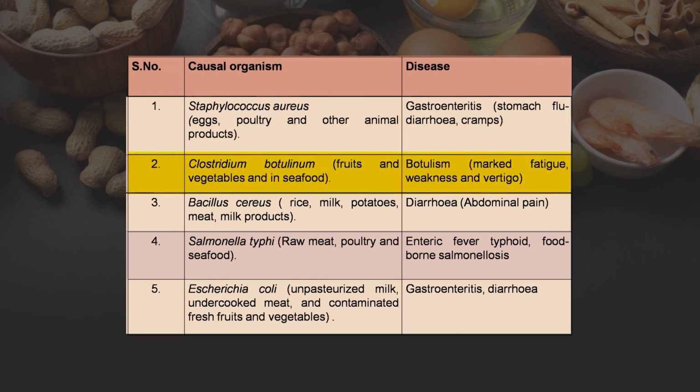Similarly, botulism, the organism is Clostridium botulinum and it is found in fruits, vegetables and seafoods. Then diarrhea, Bacillus cereus is another organism, and you can observe this in rice, milk, potatoes. Similarly, Salmonella typhi is present in raw meat and poultry, and this also causes disease. And E. coli, from unpasteurized milk, undercooked meat, contaminated water, can cause gastroenteritis or diarrhea. These are some examples of foodborne diseases.